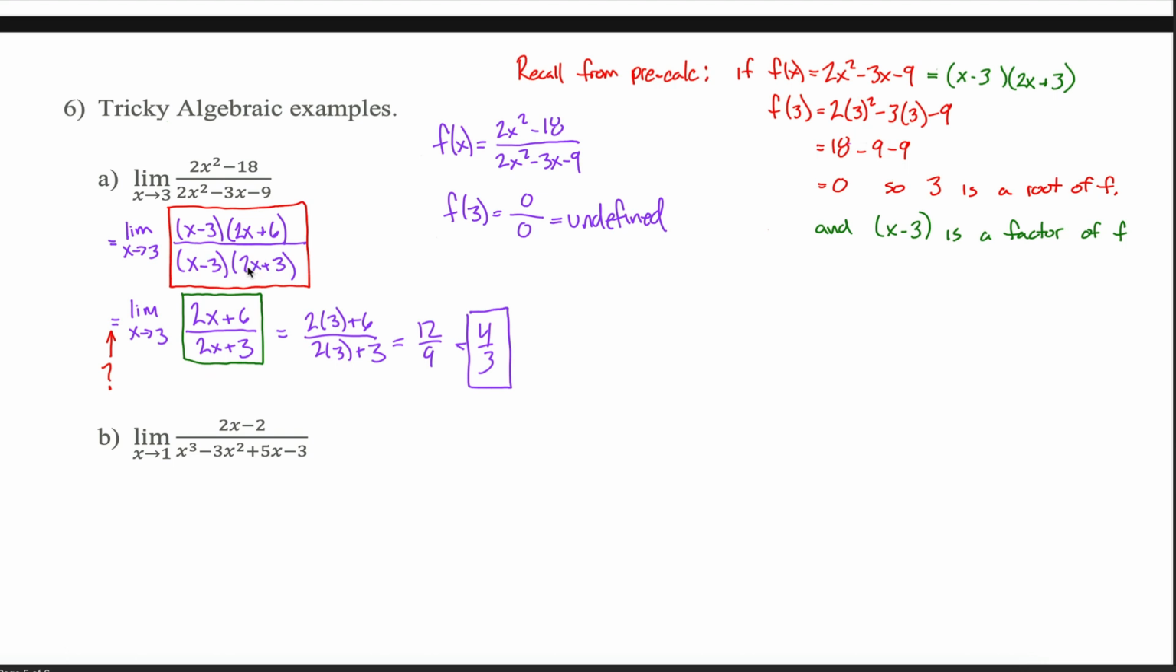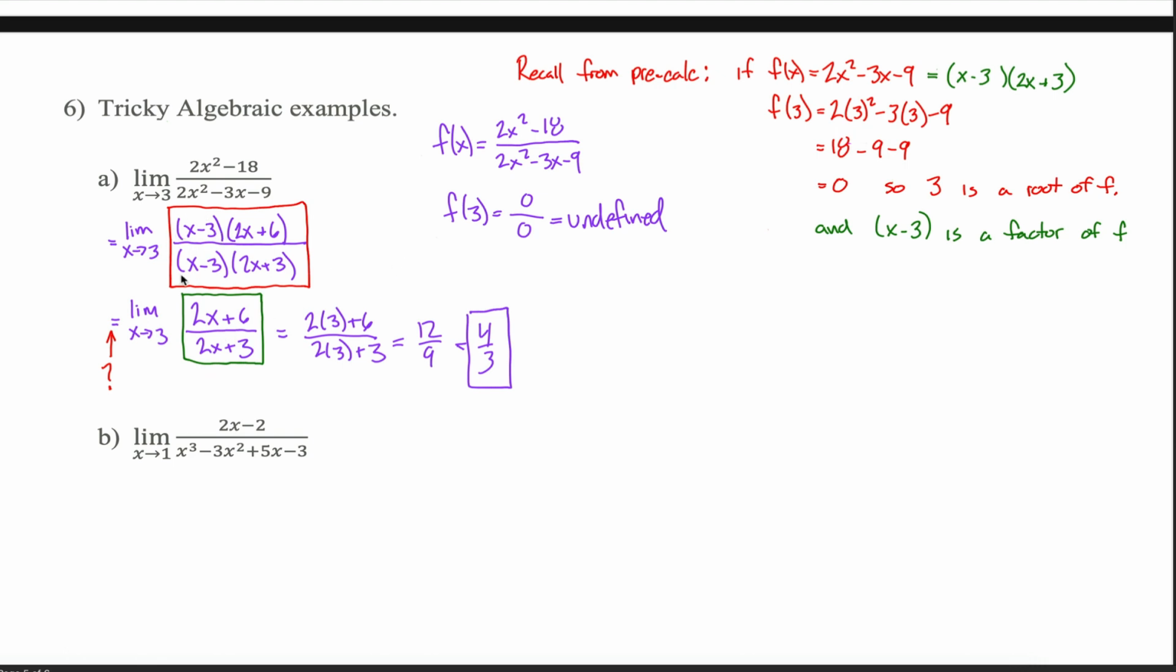Because you get different outputs when you plug in 3 to the expression in red and the expression in green, those expressions are not equal. And you're like, whoa, then why did you put an equal sign here? The expressions are not equal, but the limit as x approaches 3 of the expressions are equal. Wait, what? What's going on here?